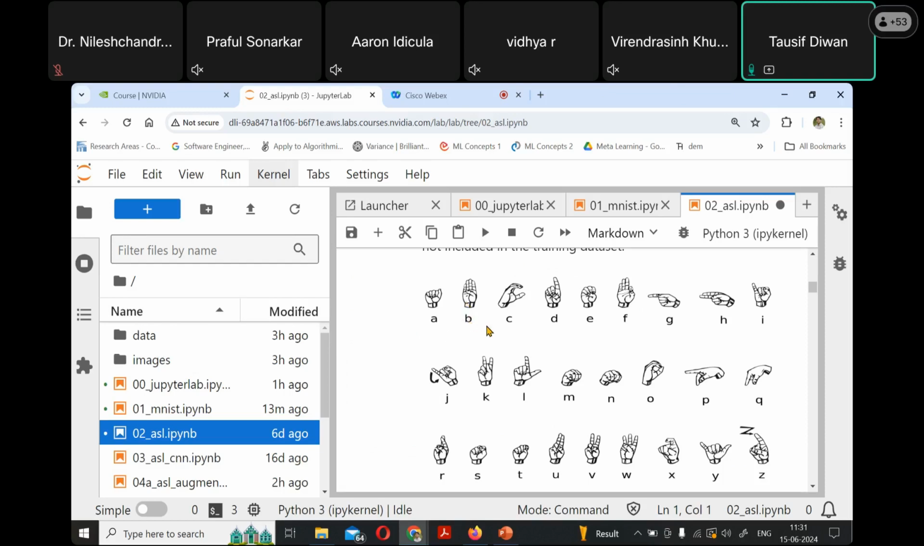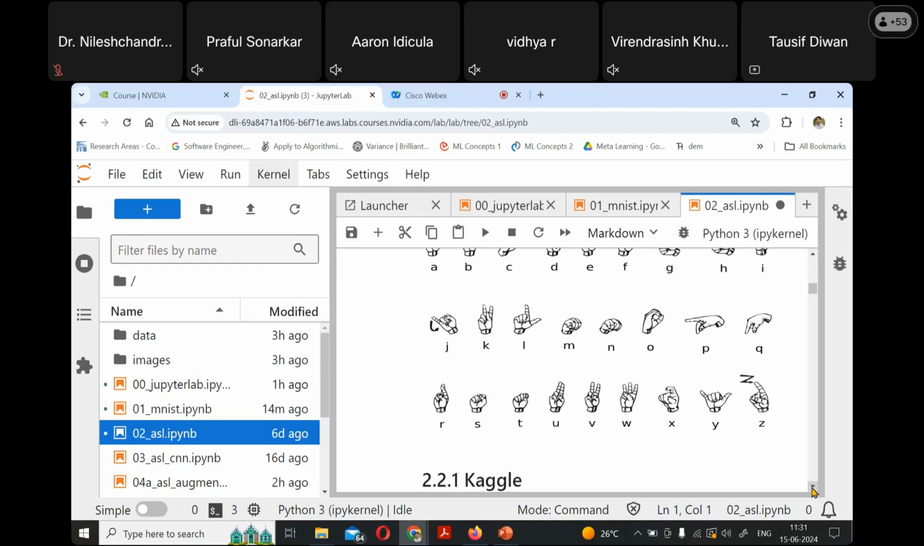This is the label. So from A to Z, we can work on all the categories except J and Z, because J and Z require some movement. If we exclude these two categories, J and Z, then we are left with 24 such categories. So once again, we are interested in building a classifier with the help of a deep neural network, where in total 24 output categories are there.